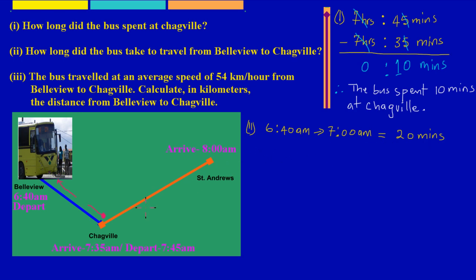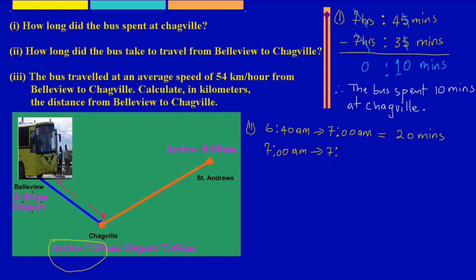And then again, it reached Chagville at 7:35, and then it departed at 7:45 a.m. What I'm really focusing on right now is the arrival. So now I'm checking from 7 o'clock a.m. in the morning down to 7:35 when it reached.